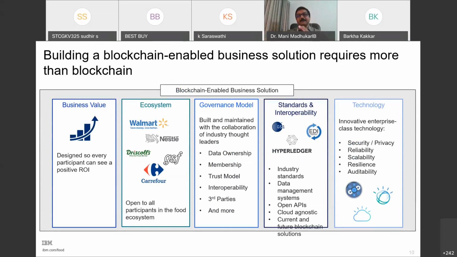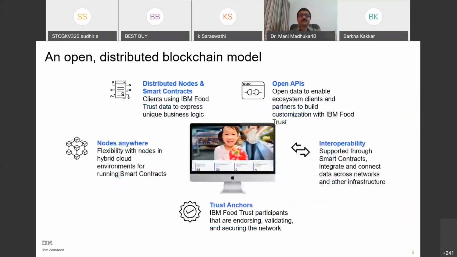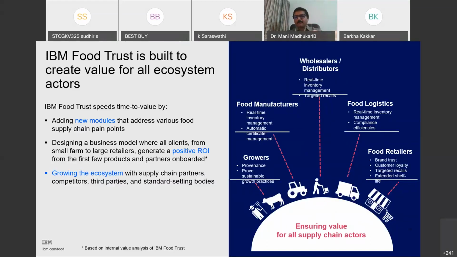This is actually based on Hyperledger Fabric, which has an open governance model of data ownership, membership, a lot of security. Somebody was talking about how these various bouquet of technology fits in, right? So all that security, reliability, scalability, even AI components are built on top of this system. And what this provides is an overall ecosystem where every partner is onboarded on the same network.